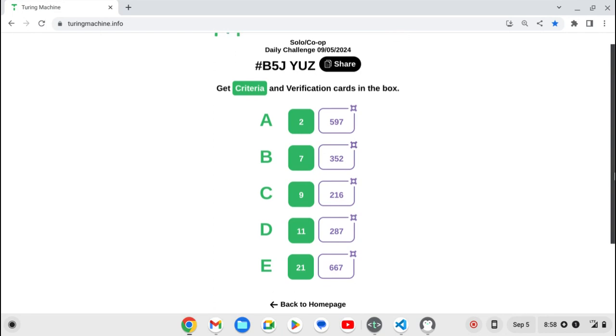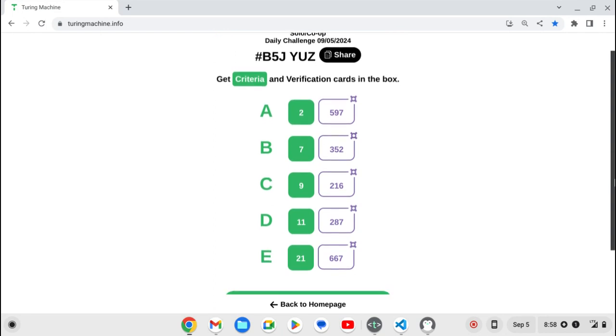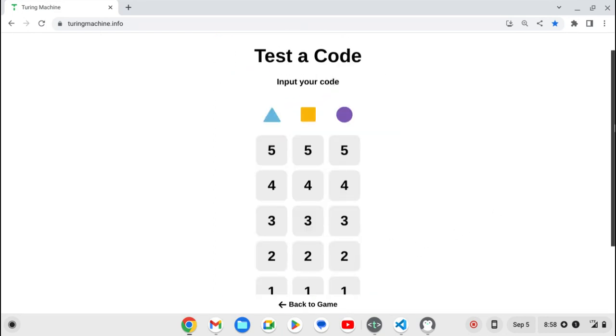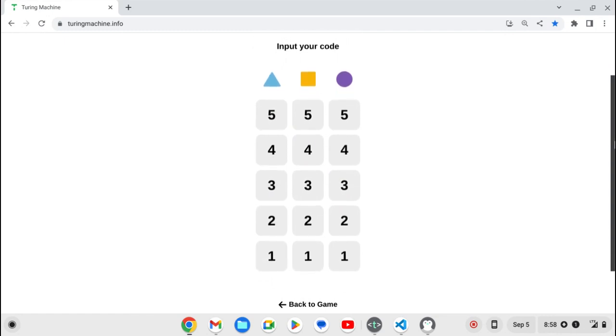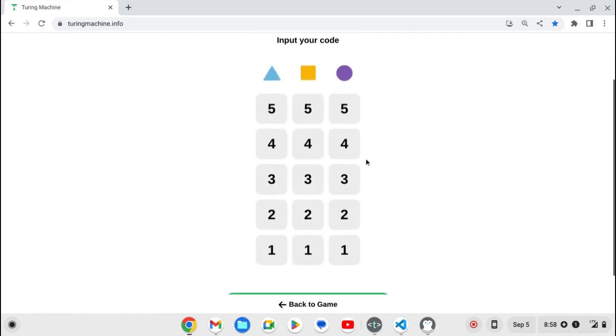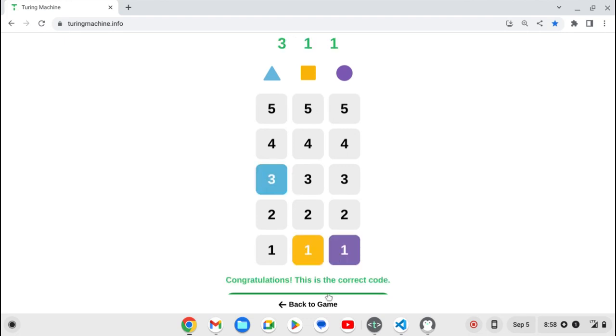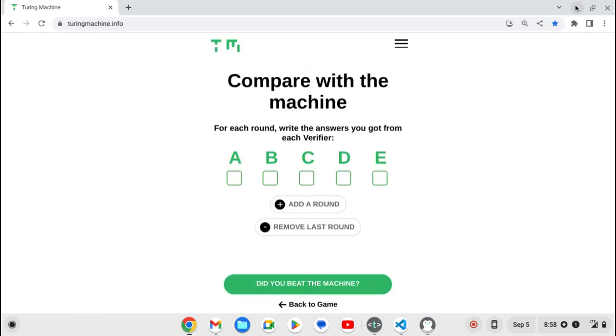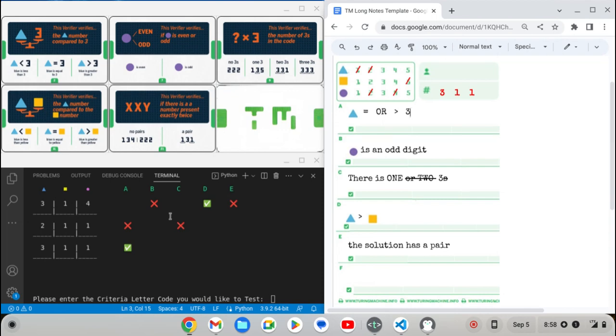So let's see if 3, 1, 1 is our solution. So 3, 1, 1. Okay, fantastic. And how do we do versus a Turing machine? So we did go to 3 rounds. So that's not good. It's not perfect, but we'll see. I believe I probably did not beat the Turing machine because it probably did it in 2 rounds.